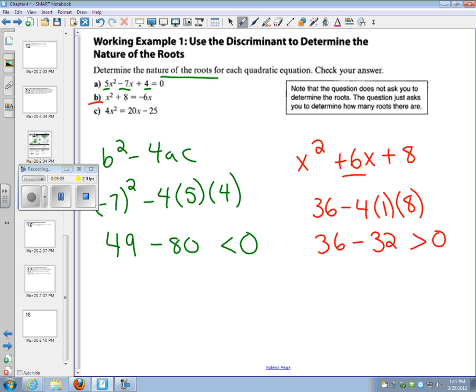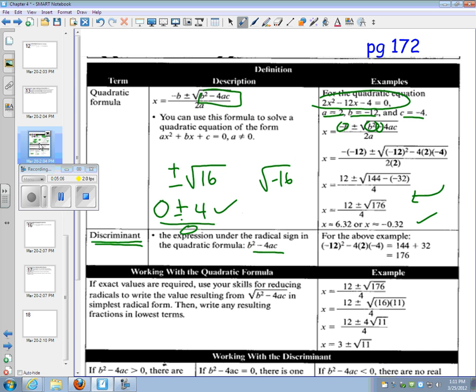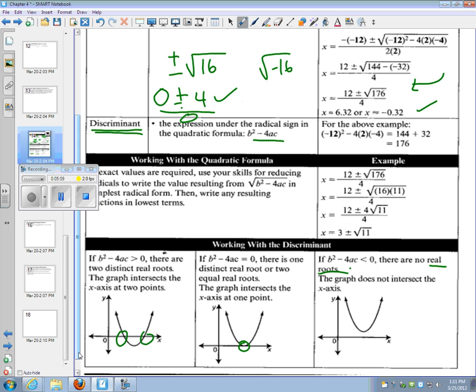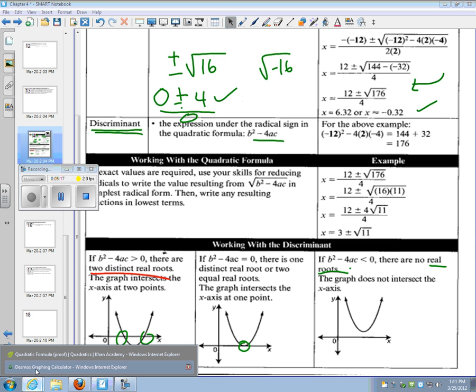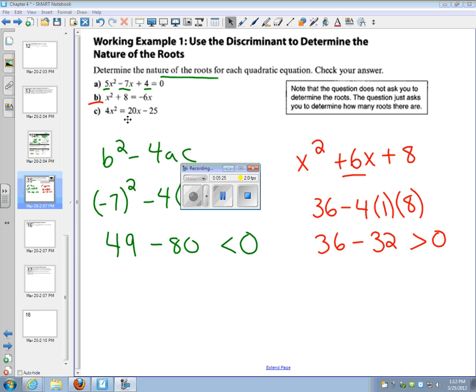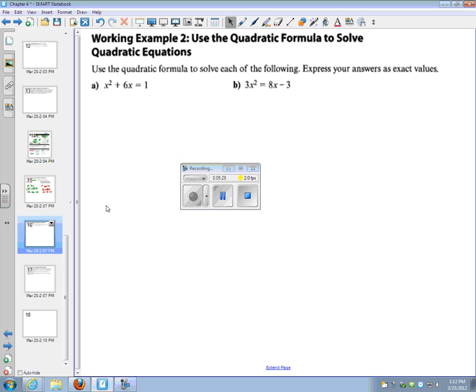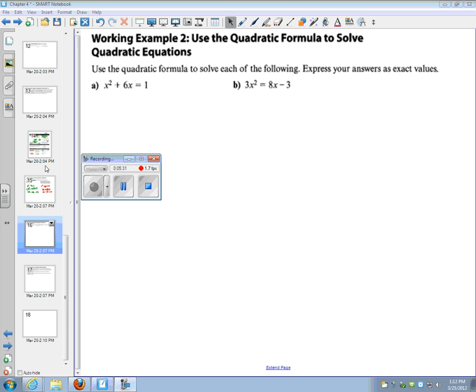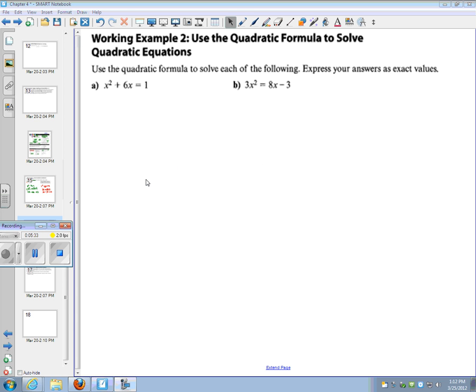We flip back to our page that tells us everything. If it's greater than 0, we have two distinct real roots. And let's just double check that. I graphed it, I believe, over here. And look, x squared plus 6x plus 8, there are two real roots. Okay, I will let you do question C in your book, and we'll move on to the next example. So we use the quadratic formula to solve each of the following.